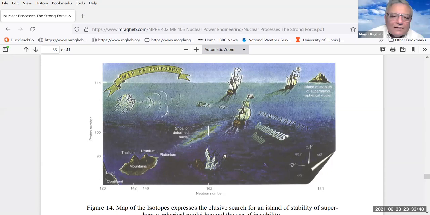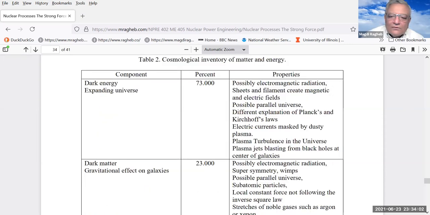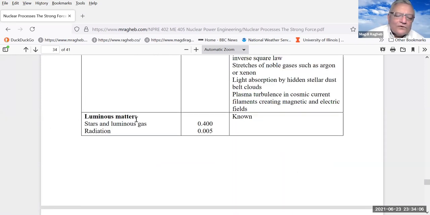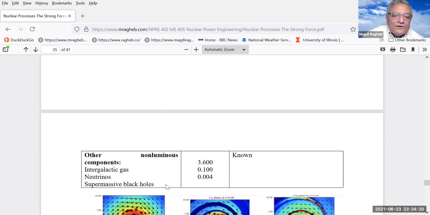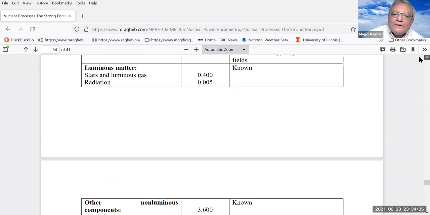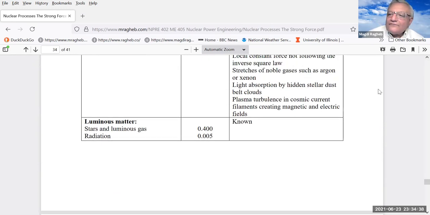All right, in terms of the strong force that determines for us the contents of our universe, the fascinating thing is that what we know about our universe is what we call the luminous matter. These are what we see in the sky at night, the stars, luminous gas, radiation, and this is what we know about our universe. Yet, if you think about also non-luminous components, intergalactic gas, neutrinos, supermassive black holes, these are known. But look at this. This is only 3.6 plus 0.4 here. That's 4% of the mass of the universe.